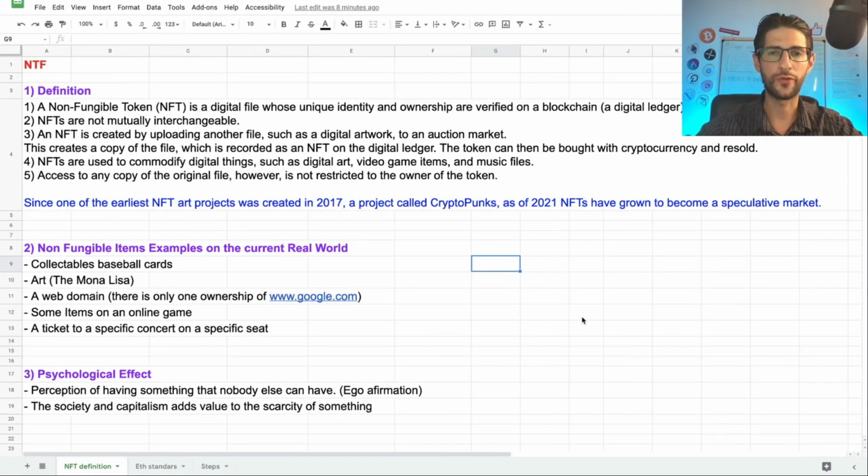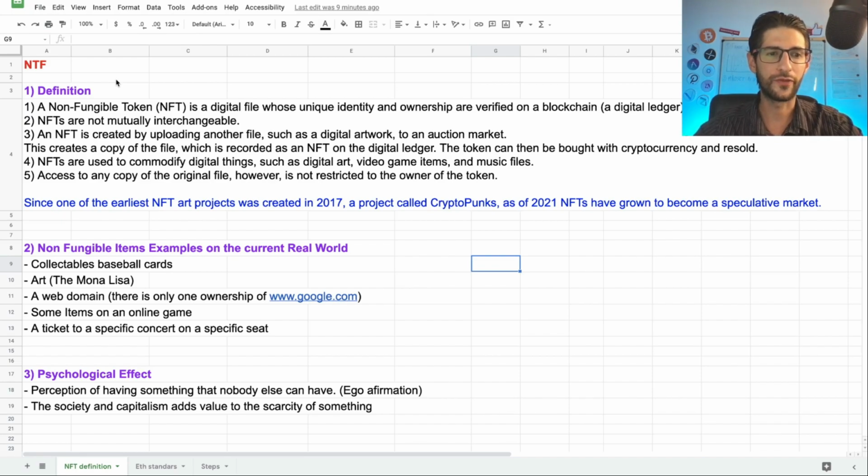Hey guys, so before we go deep into this, we need to understand some definitions and what NFTs are. So we have 5 characteristics of an NFT. The first one is the definition, which is a non-fungible token. That's what NFT means. And it's a digital file. So pay attention to that because it's not a cryptocurrency. It's not something on the blockchain. It's a digital file whose unique identity and ownership are verified on a blockchain, like a digital ledger.